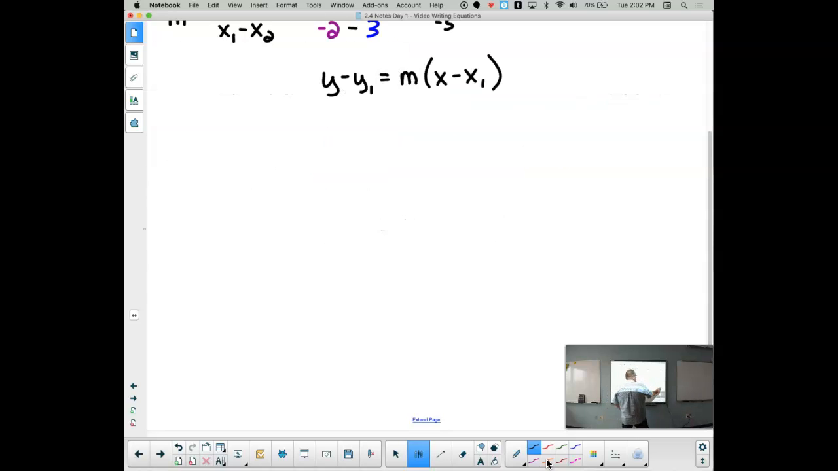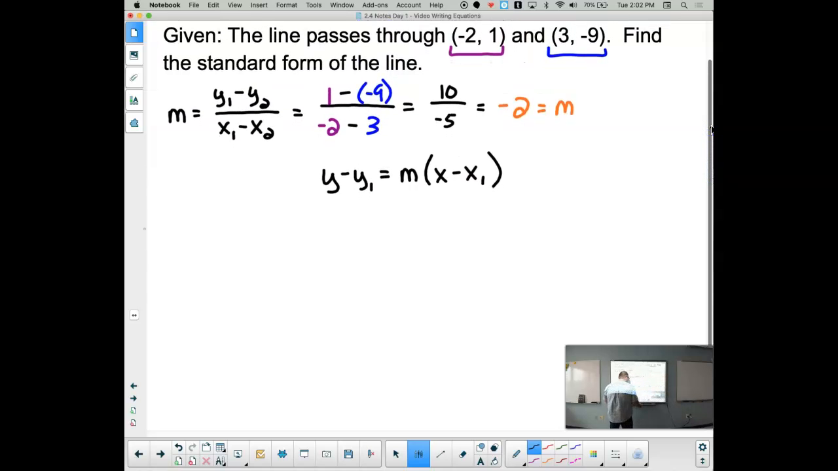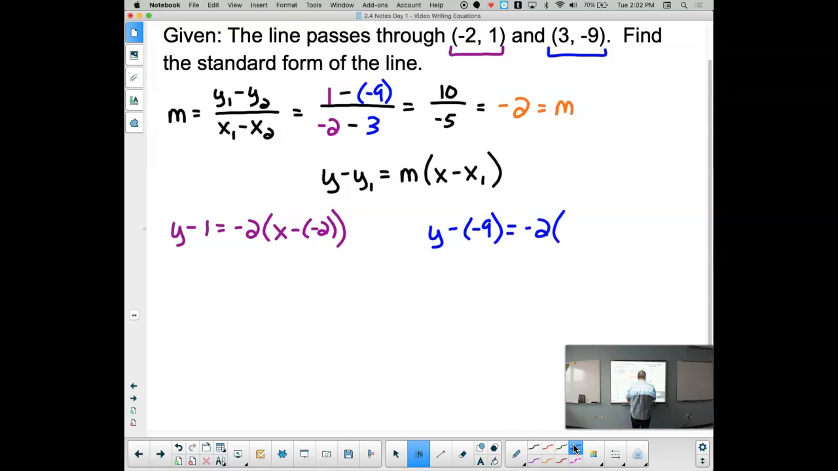Okay. So over here on this side, I'm going to do both points and show you that it doesn't matter which point you use. So we have y minus 1 equals, our slope is -2 times the quantity x minus -2. And then we also have, if we use the other point, y minus -9 equals -2 times the quantity x minus 3.